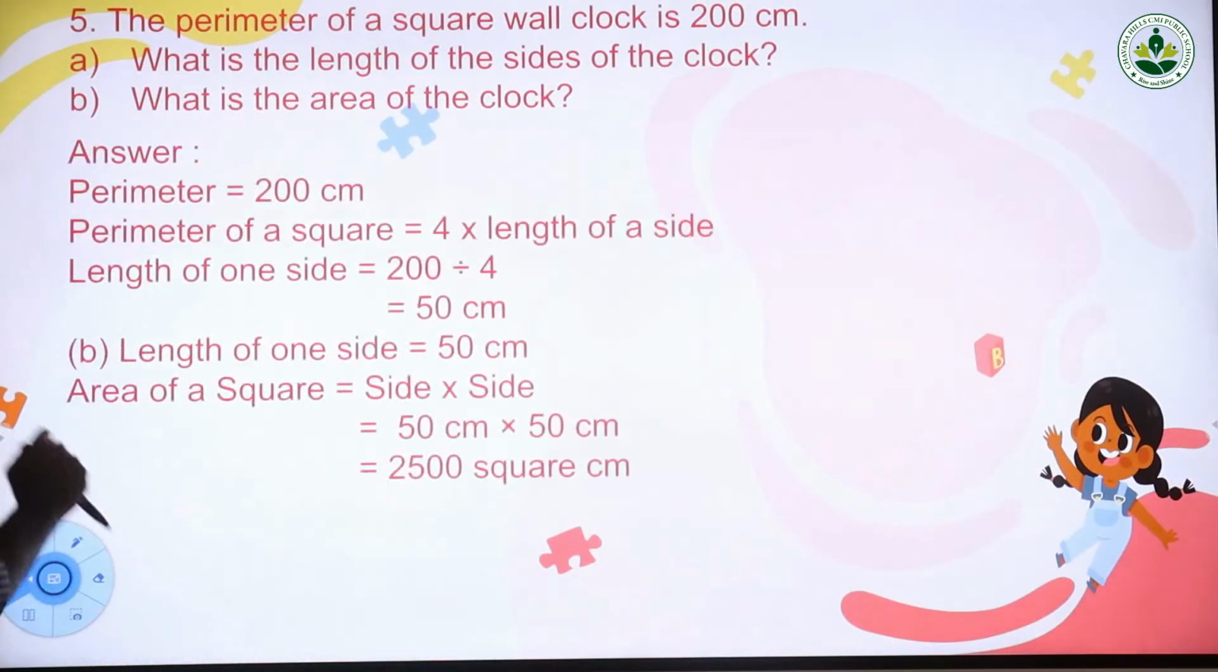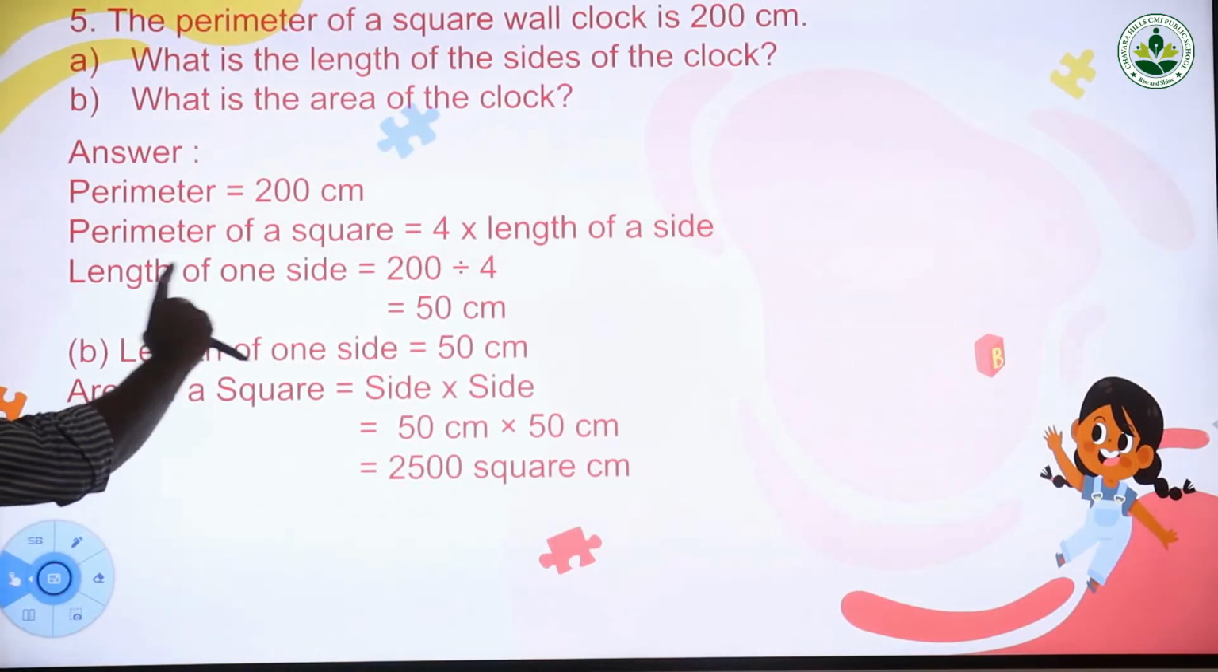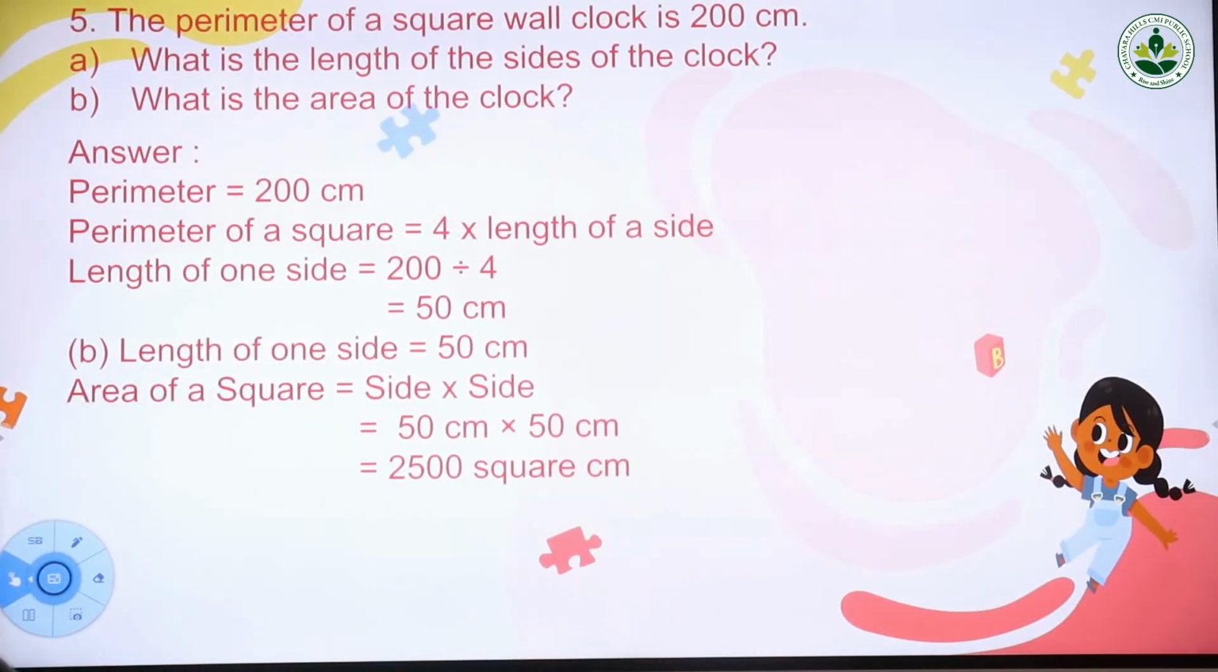Question is, the perimeter of a square is given. We need to find out its side's length and area. For finding the side's length, we use the equation: perimeter of a square is 4 into length of the side. 200 equal 4 into length of the side. From that, length of one side is equal to 200 divided by 4, 50 centimeter.